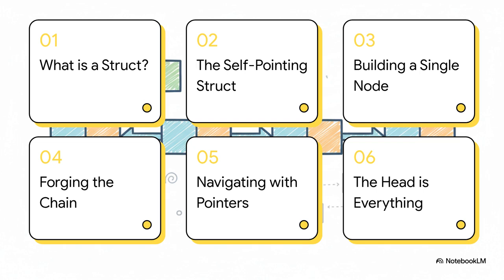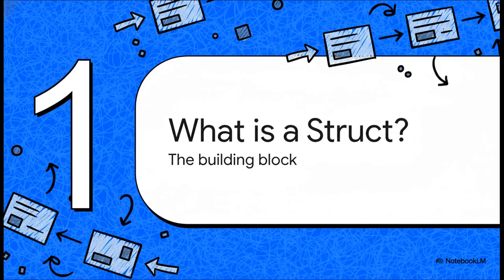So here's the game plan. We're going to start with the absolute basics, a simple building block, and then we're going to see how it all clicks together to create this super powerful data structure. Let's get started. All right, first things first. Before we can build a chain, we have to understand what the individual links are made of. And that special ingredient comes from the C programming language.